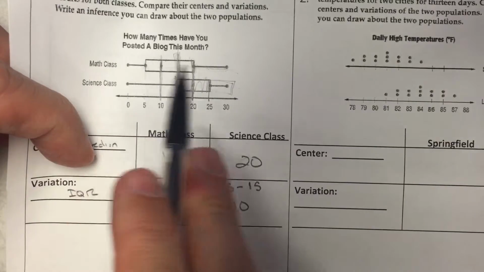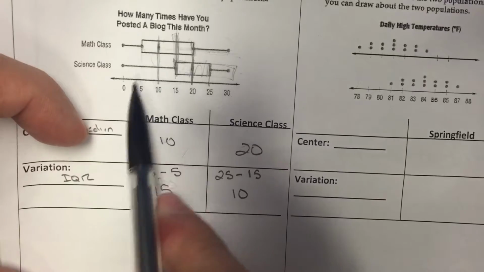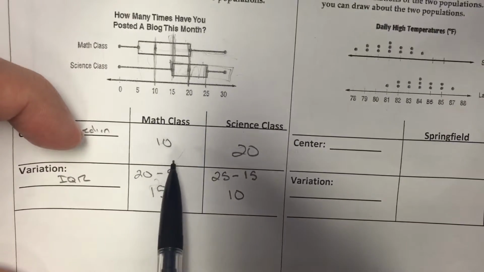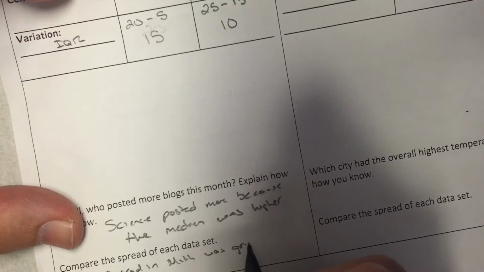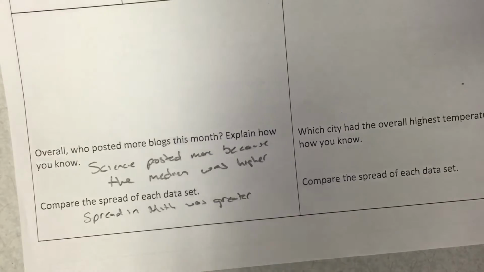Compare the spread of each. Well, the math class, we saw a greater variance. That spread in math class was bigger. So I had more students at a lower end compared to the science. So the spread in math was greater. And again, that just shows us that the data was more spread out, that the number of posts students were making in math varied more than what they did in science.